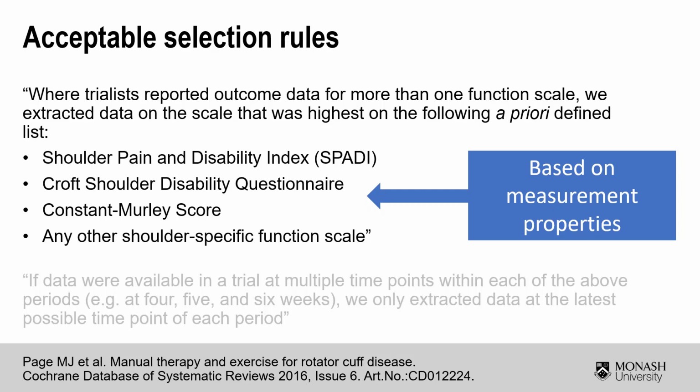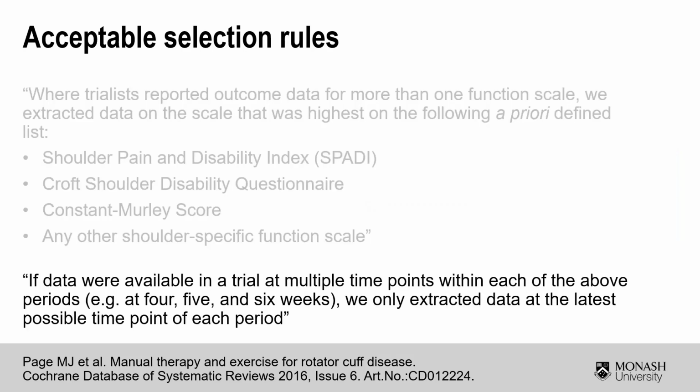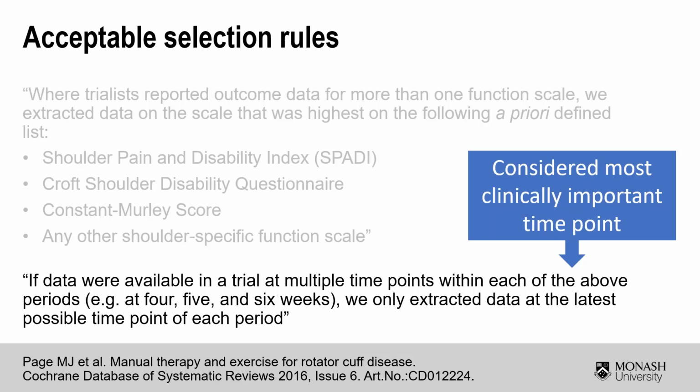We also had outcome time point categories, so very short-term, medium-term, long-term. And within those categories, we said that if, say, data were available at multiple time points within each of the periods, for example, at 4, 5, and 6 weeks in our very short-term period, we'd only extract data at the latest possible time point. Again, the rationale for that was that we considered that to be the most clinically important time point.